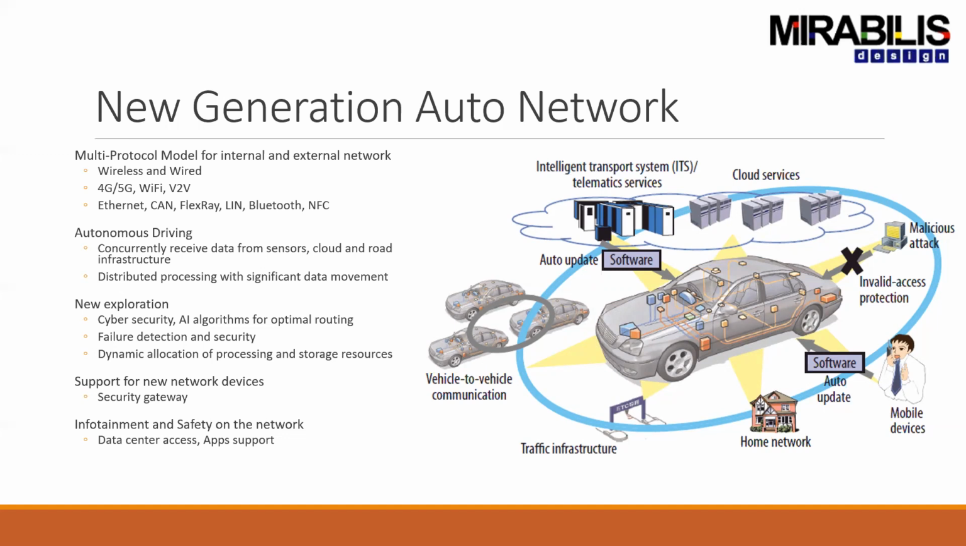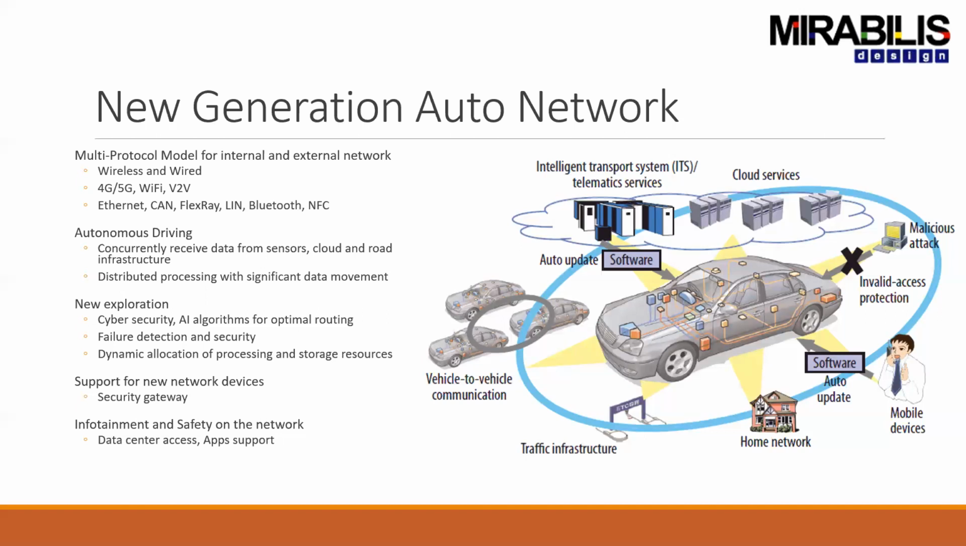Then there are application levels. For example, autonomous driving. It needs to receive data within a fixed time frame concurrently from local sensors, from the cloud, and through V2V from road infrastructure. So processing is both distributed and also has significant data movement between all the ECUs.